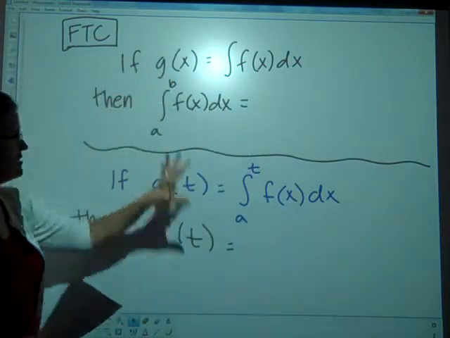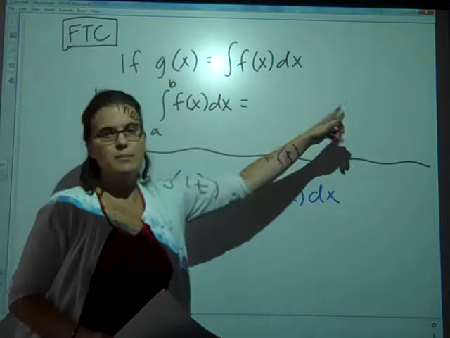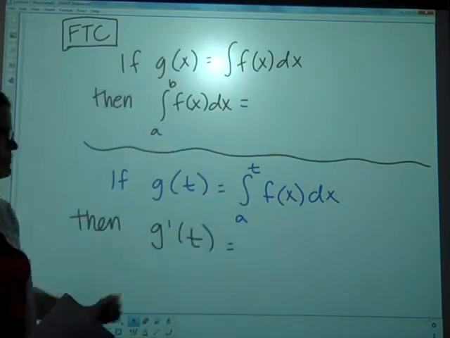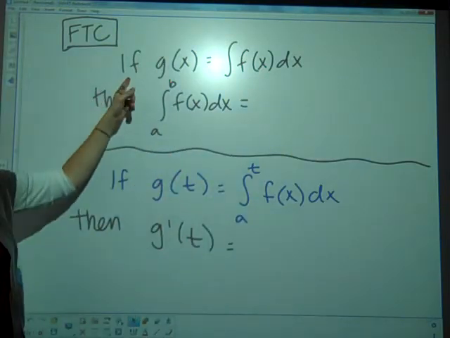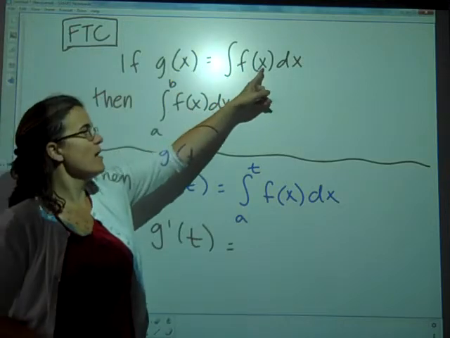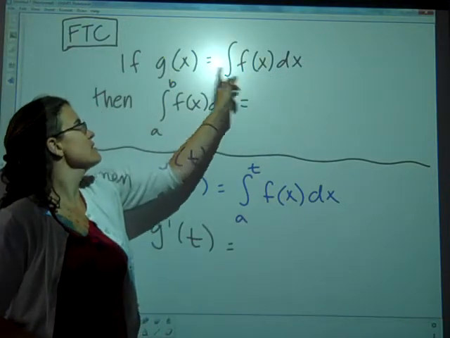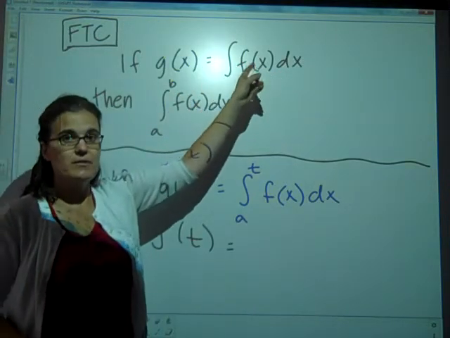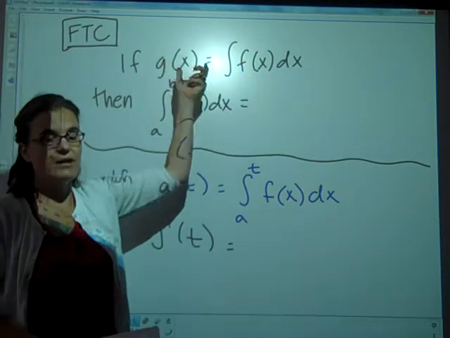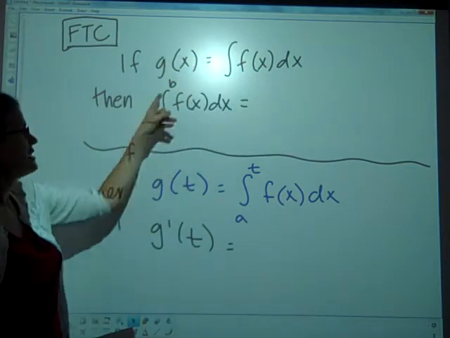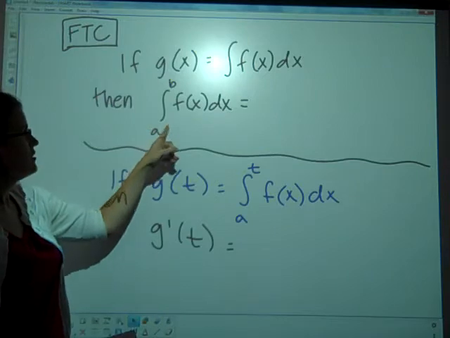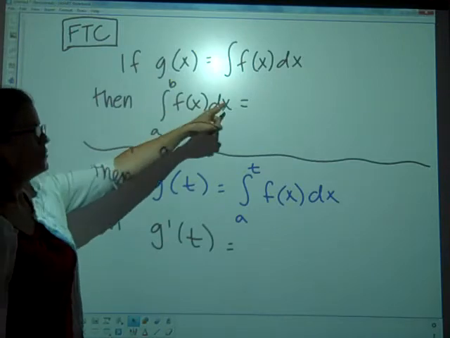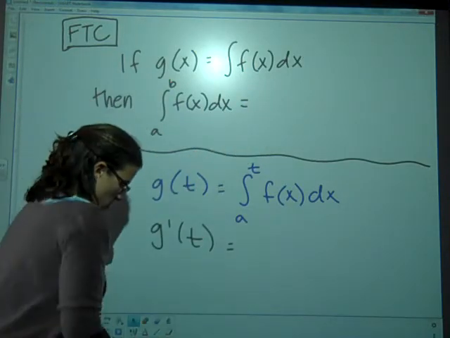So if you guys would jot down these definitions and see if you can fill in these blanks. These are the two different forms of the fundamental theorem of calculus. This one says if g of x equals the integral of f of x dx, so it's saying that the antiderivative of f of x is some function called g of x. Then we know that the definite integral of f of x from a to b would equal, so that is the fundamental theorem of calculus, right?